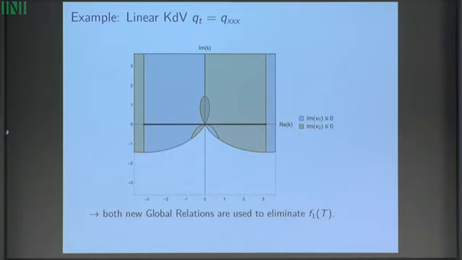That's why I needed to start with 2. If you change the sign on the equation, then actually both global relations are valid on the real line, and I can eliminate 2 boundary conditions. So this is one of the ways to see how many boundary conditions you need to start with.